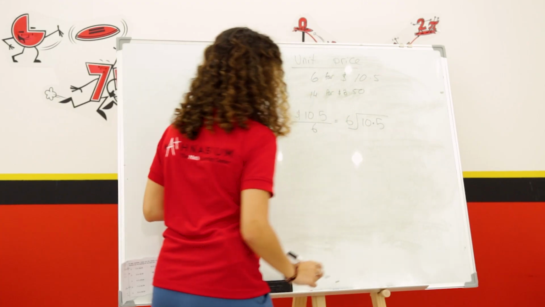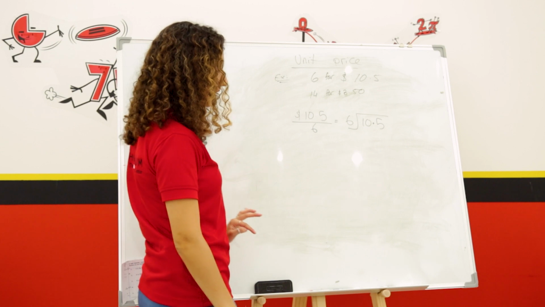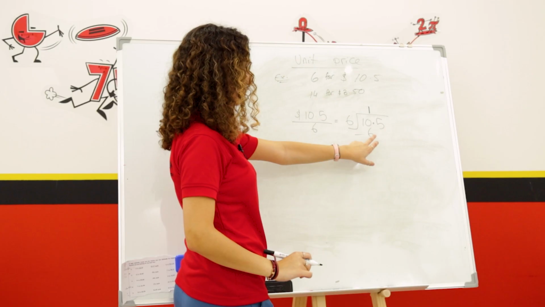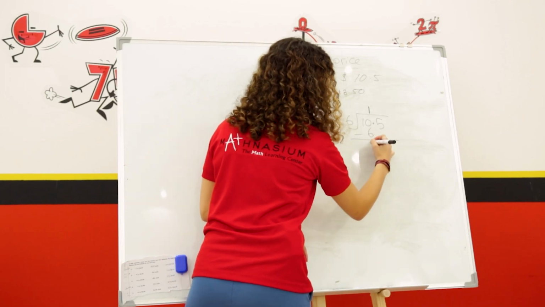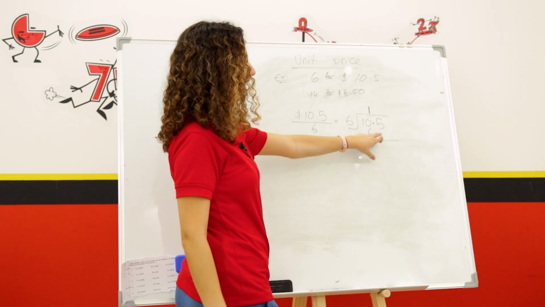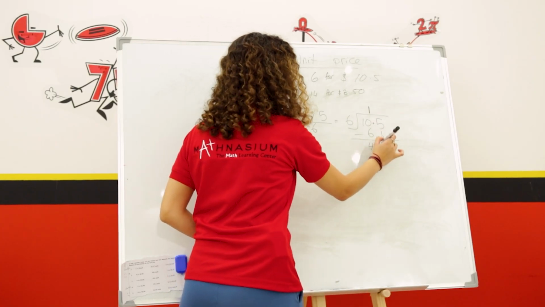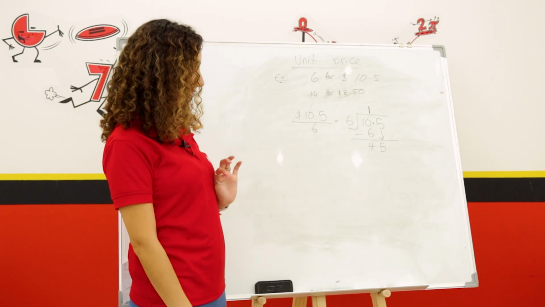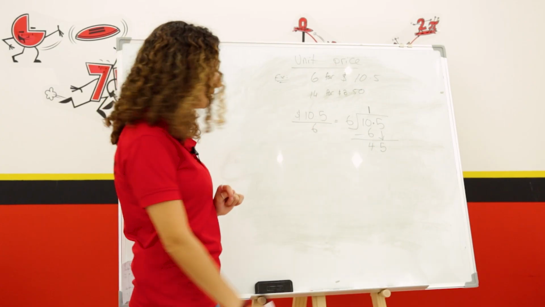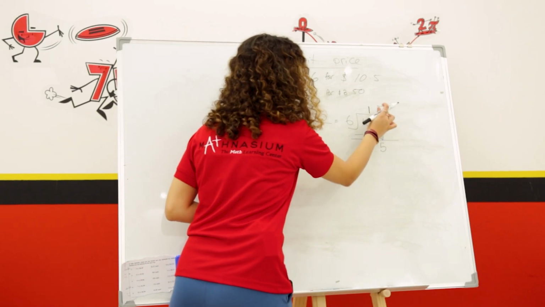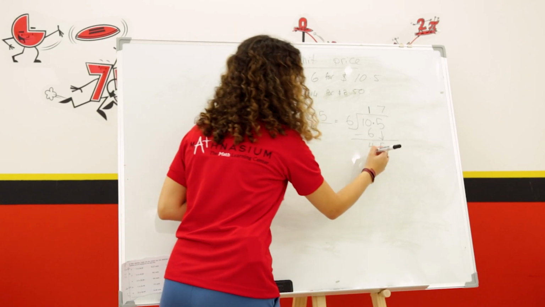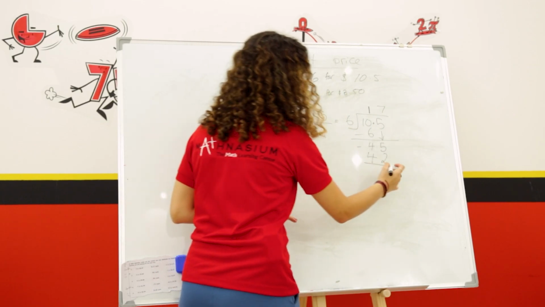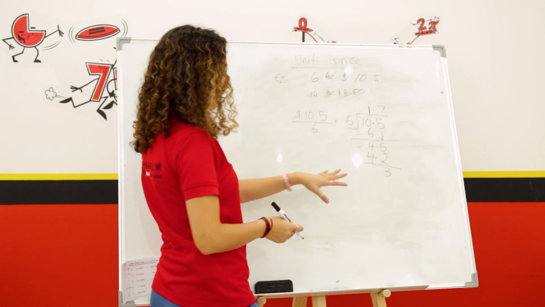10.5 divided by 6. How many times can 6 go into 10? Just once. So we put 1 up here and we subtract one group of 6. I get 4. Now I'm going to bring down the next number. My new number is 45. How many groups of 6 go into 45? So we can say 7 groups of 6. And what is 7 groups of 6? That is 42.